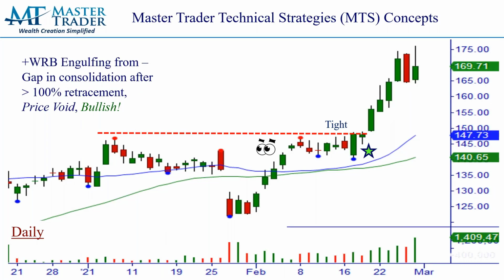All right. Another example and a tell. This is what we call a downside shakeout.